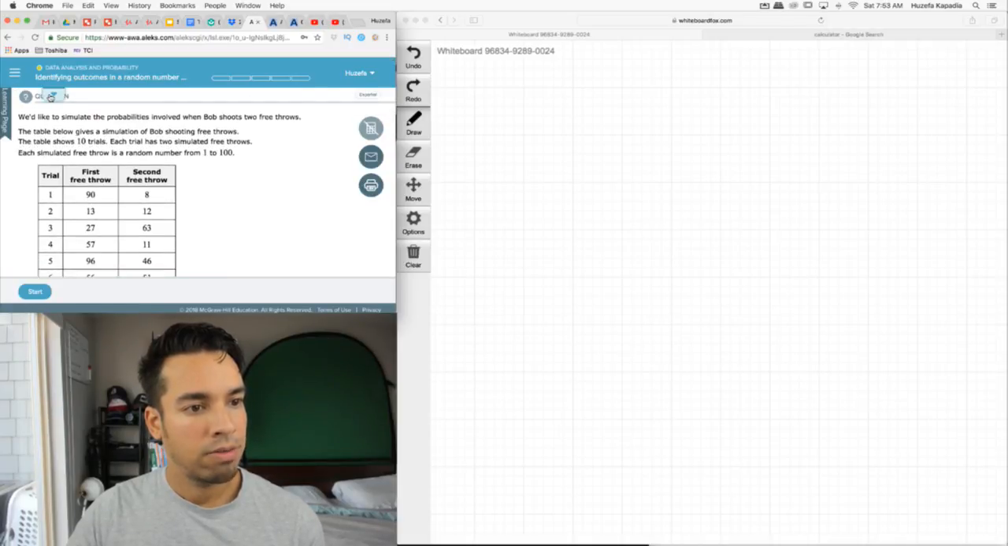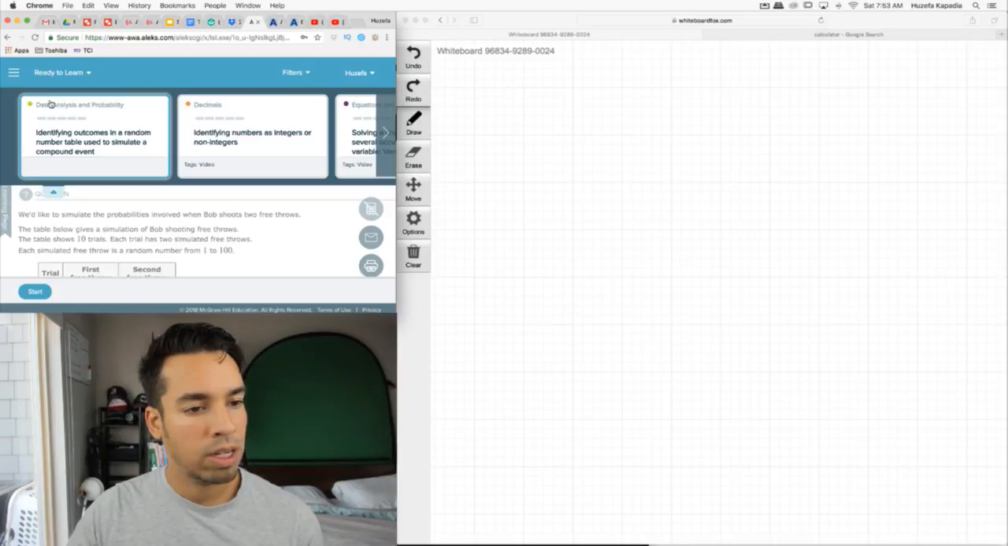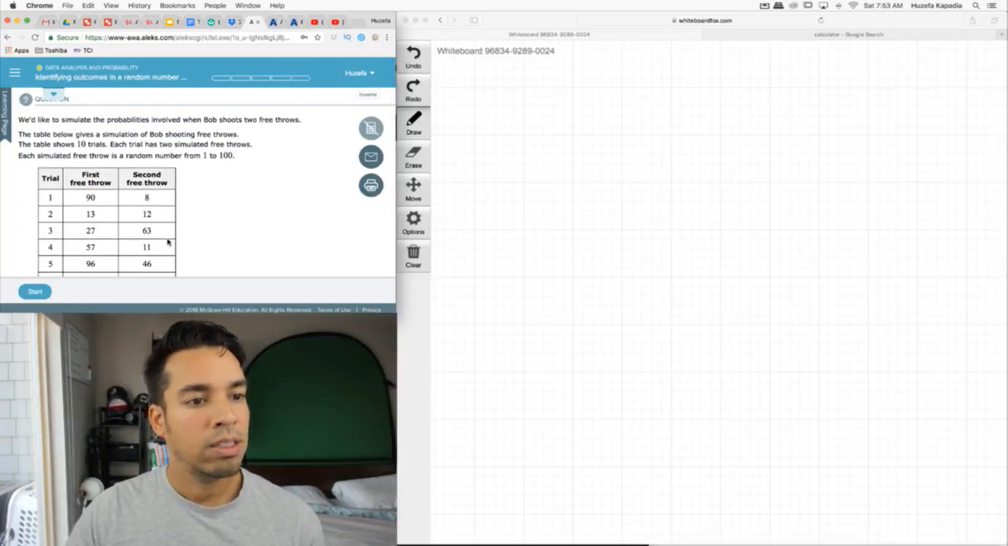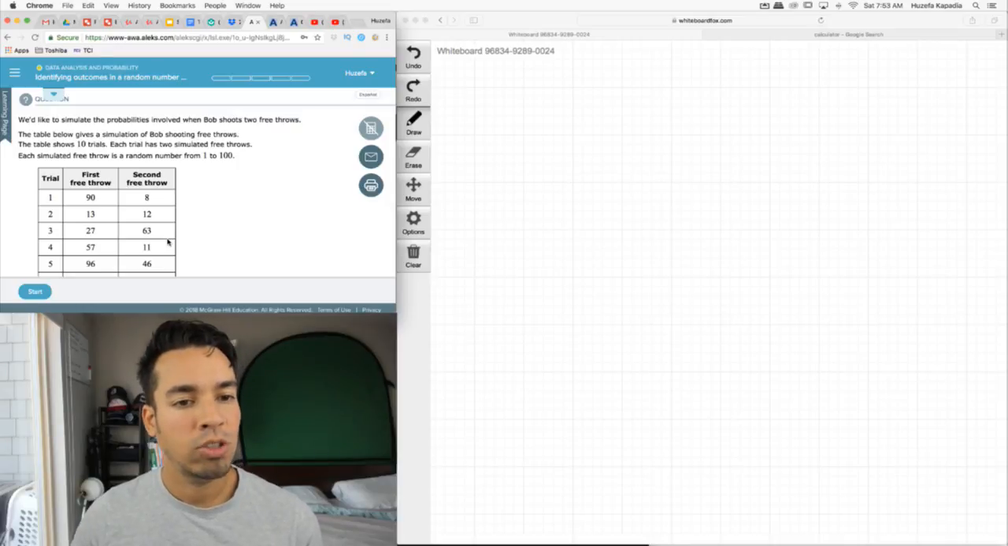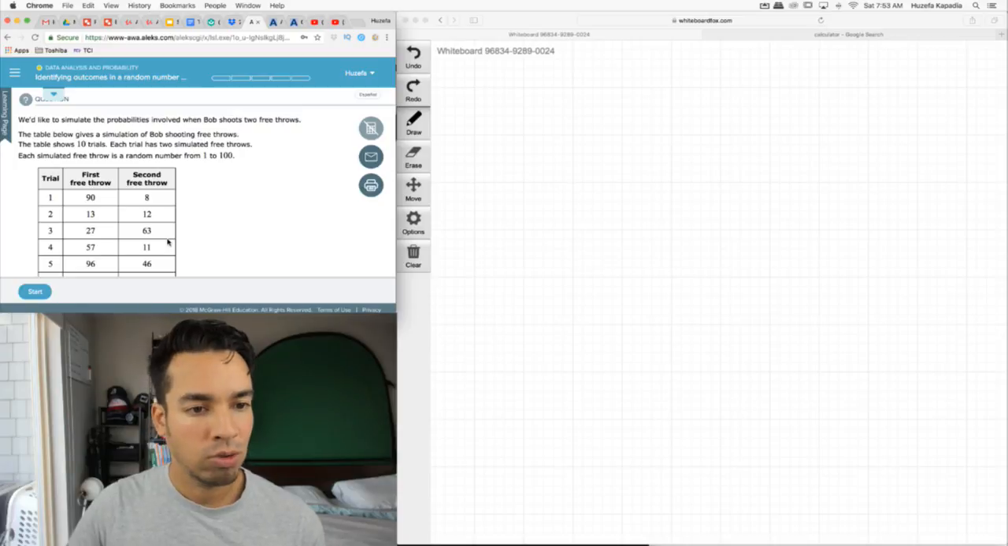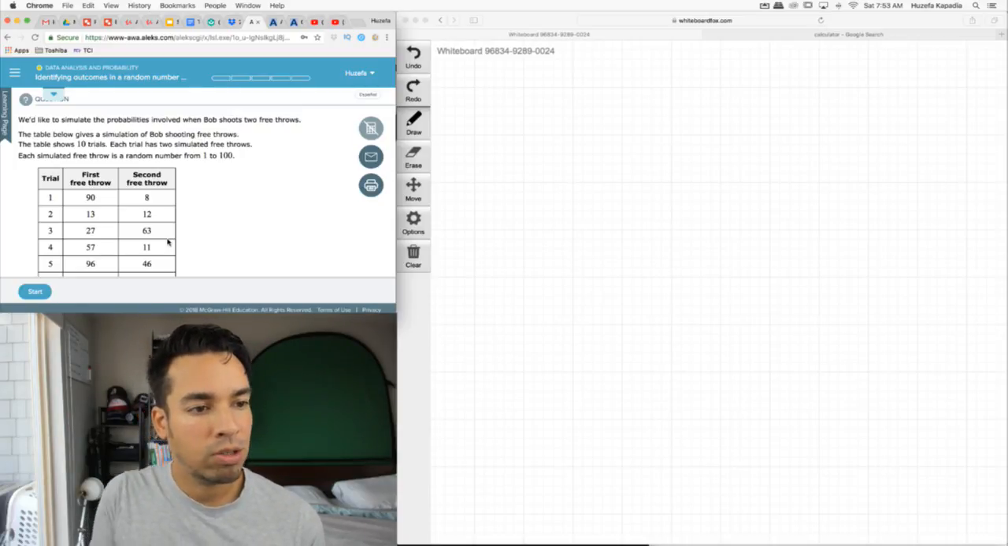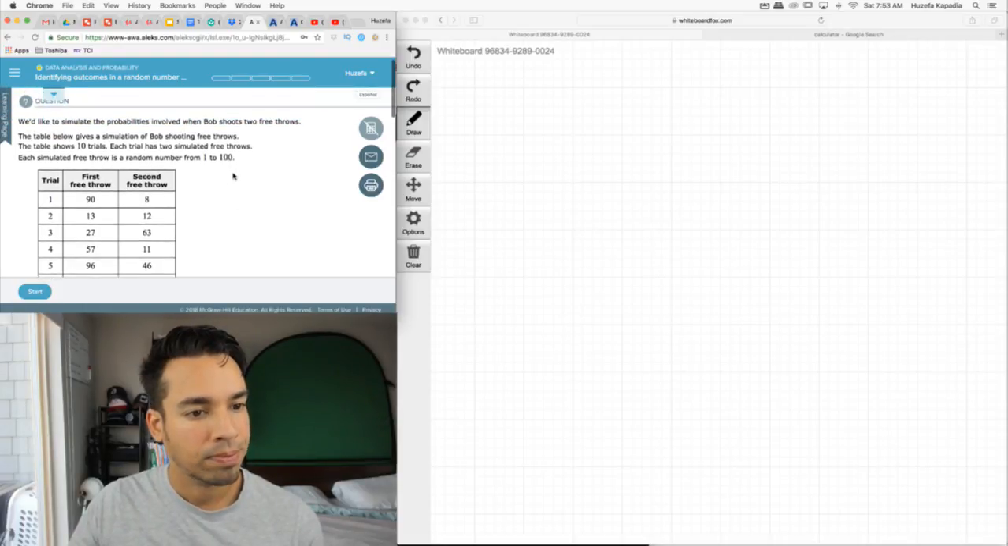All right. Identifying outcomes in a random number table used to simulate a compound event. We'd like to simulate the probabilities involved when Bob shoots 2 free throws. The table below gives a simulation of Bob shooting free throws. The table shows 10 trials. Each trial has 2 simulated free throws. Each simulated free throw is a random number from 1 through 100.